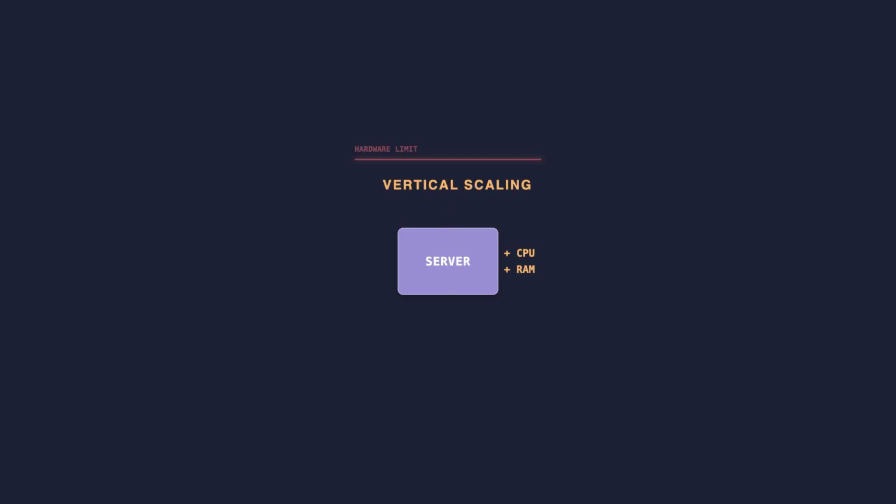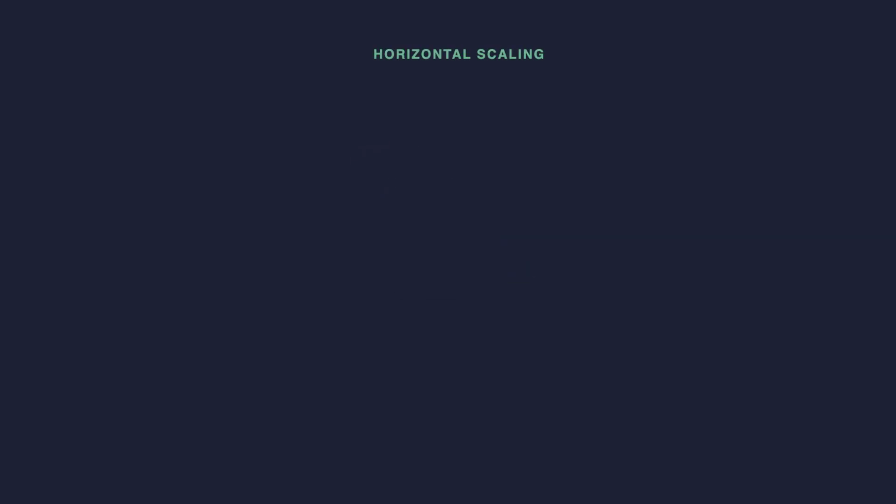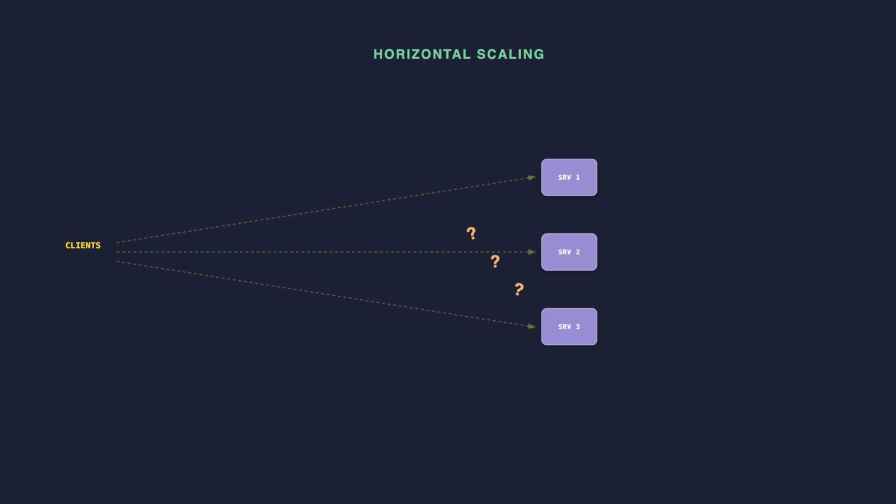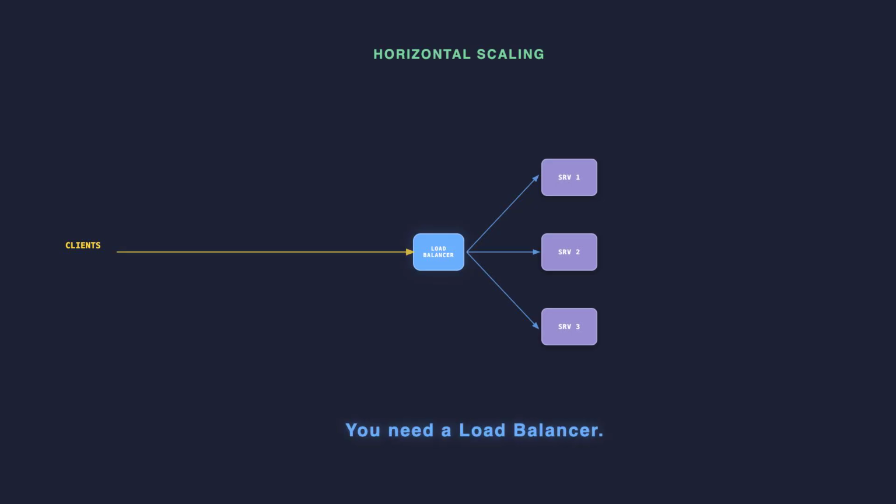The obvious fix might seem like getting a bigger server. More CPU, more RAM. This is called vertical scaling. But there's a ceiling. Even the most powerful server in the world has limits. The smarter approach is horizontal scaling. Instead of one giant server, use many smaller ones. But now you have a new problem. How do clients know which server to talk to? You need something in the middle to direct traffic. You need a load balancer.